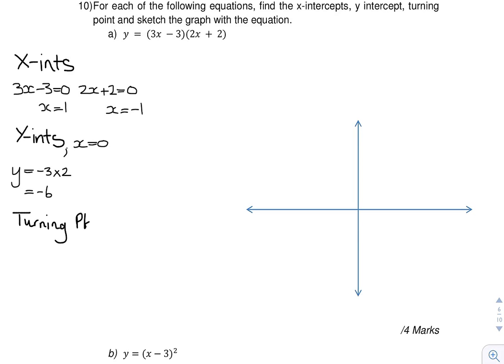The turning point is halfway between our x-axis intercepts, so add them together and divide by 2. This gives us 0. That's the x value, but we also need the y value, so negative 3 times 2 is equal to negative 6. Our turning point and our y-intercept is the same spot. To graph this, we plot our x-axis intercepts and our turning point, and we sketch.